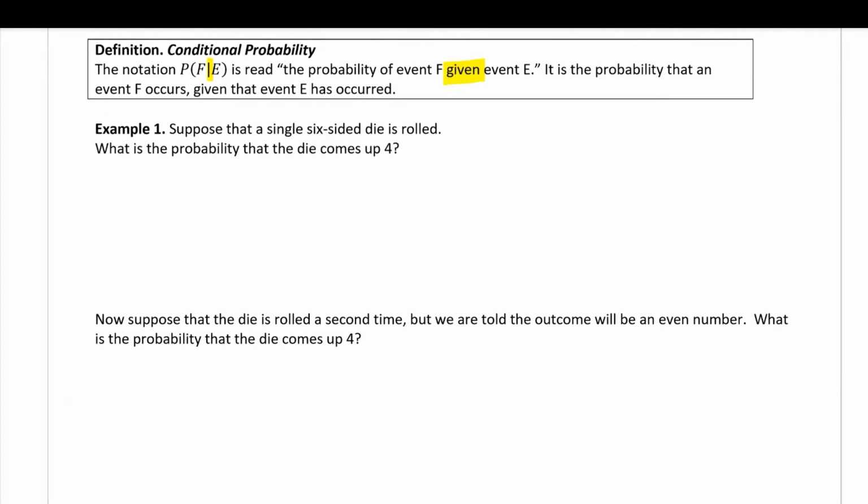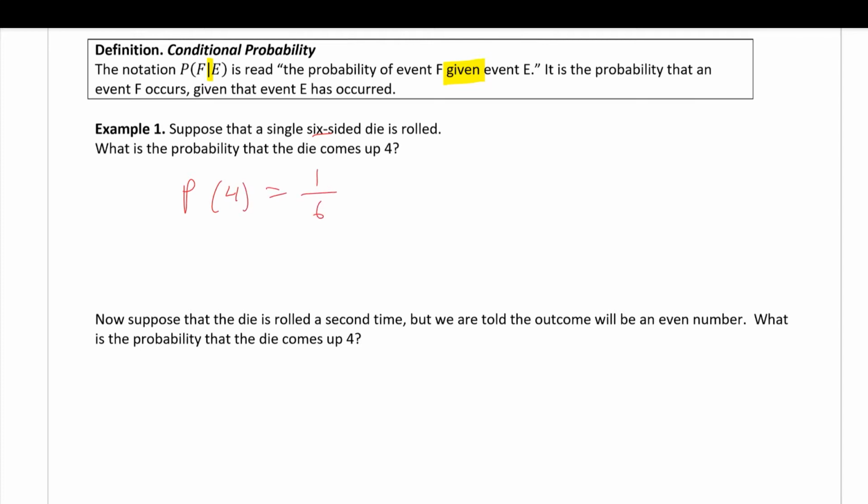So suppose a six-sided die is rolled. What's the probability that a die comes up 4? Now this is not a trick question. In a six-sided die, there's only one 4. So the probability of getting a 4 is, well, 1 out of the 6 sides.